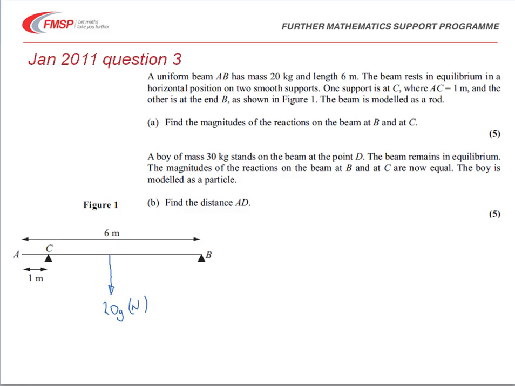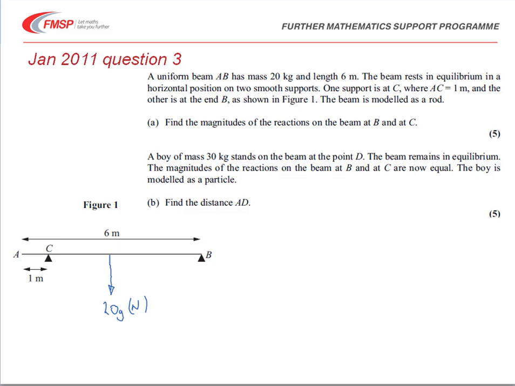It says the beam is in equilibrium in a horizontal position on two smooth supports, one support at C, which is 1 metre away from A, and the other at B, as shown in Figure 1. Often we've got a diagram given to us, but not always. Sometimes you need to draw your own diagram. The first part of the question asks us to find the magnitude of the reactions at B and C.